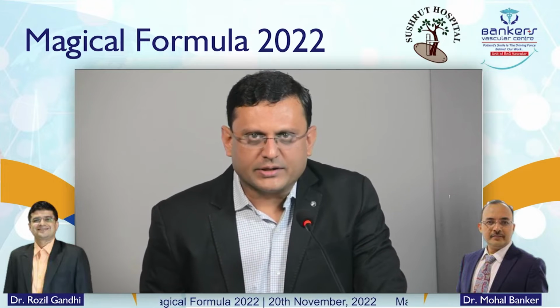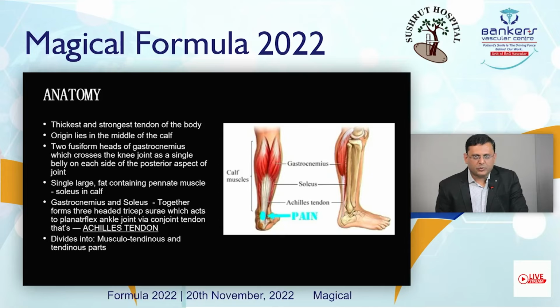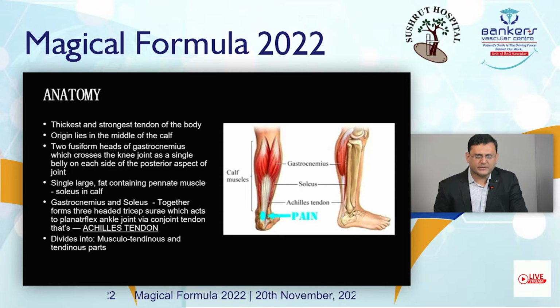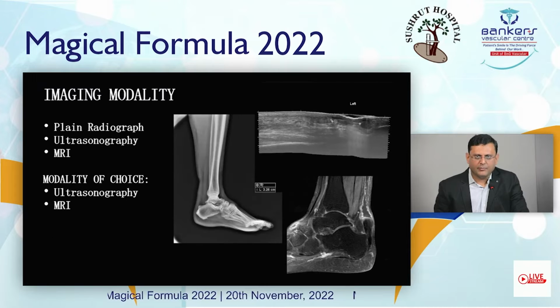The origin is in the mid calf. It is formed by the two heads, the medial and lateral head of gastrocnemius, and along with that the soleus joins, and all three together form this tendon, which is the Achilles tendon. It has mainly two parts, the musculotendinous junction as well as the tendon proper, because the injuries occur at either of these parts.